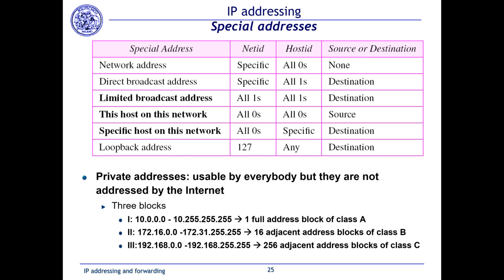Then this host on this network, all zeros, can be used as a source IP address when an interface does not know its IP address, so when it is asking for an address. Specific host on this network is for direct forwarding to a host as a destination. We can put 0 or the net ID because the network is the local network.